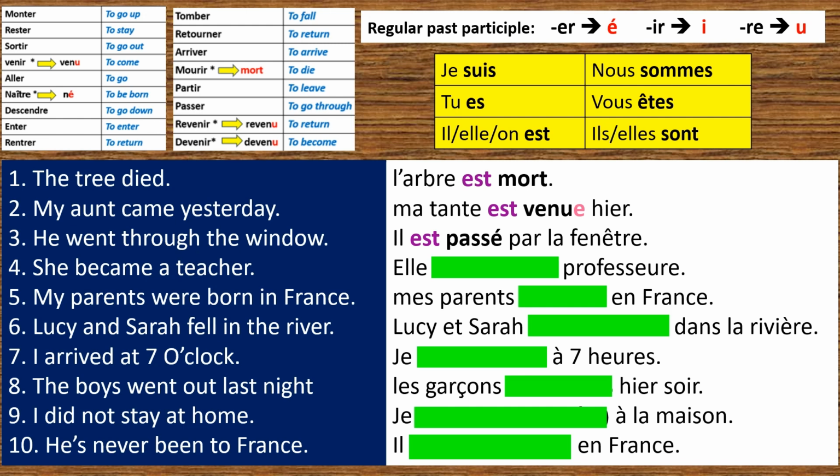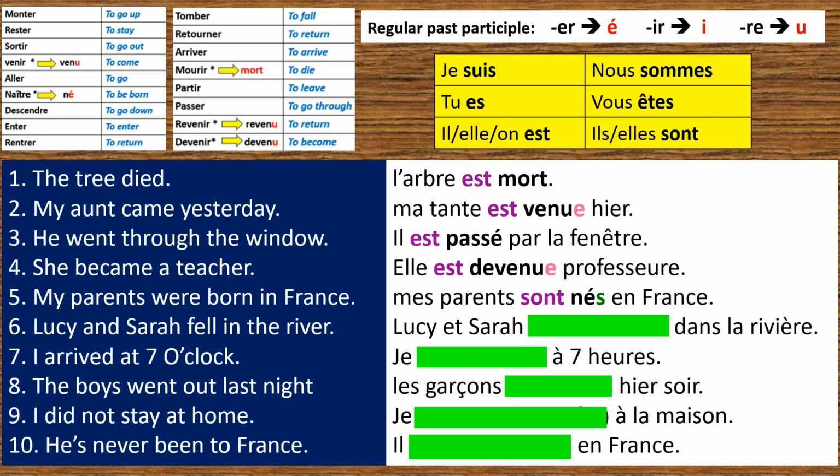"Elle est devenue professeure." My parents were born in France. "Mes parents sont nés en France," with an extra S, because my parents is of course plural.